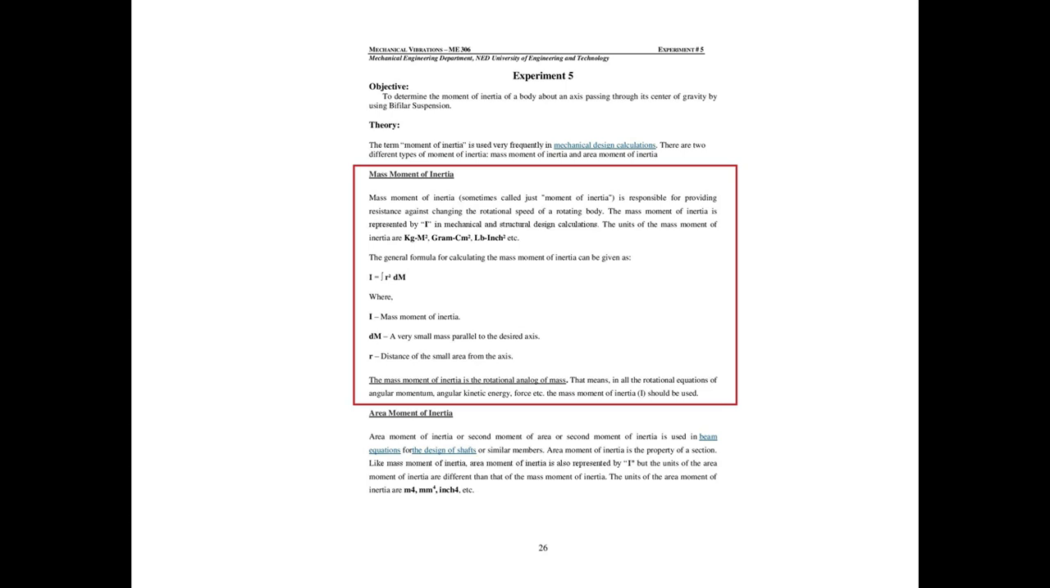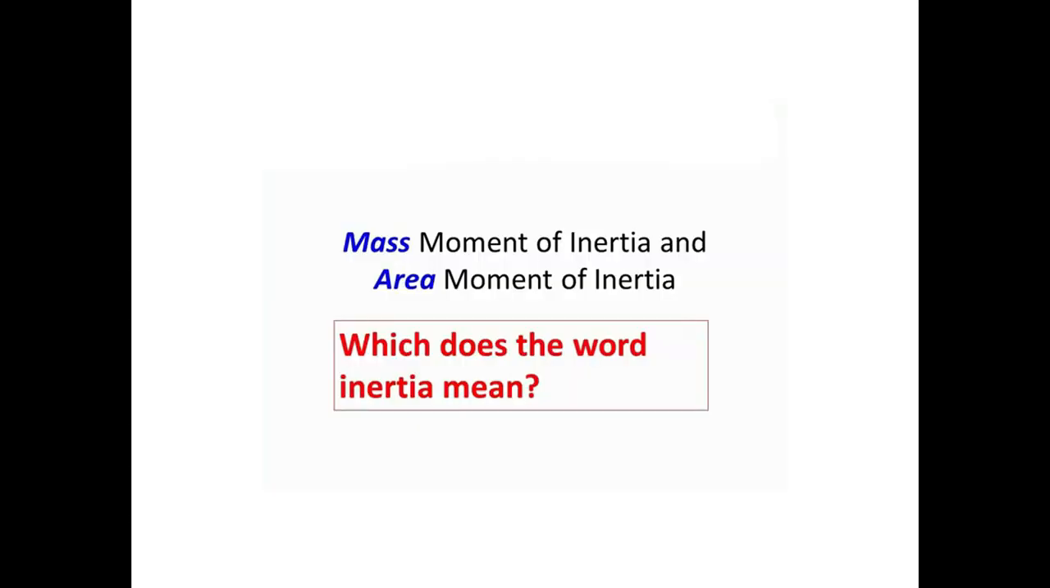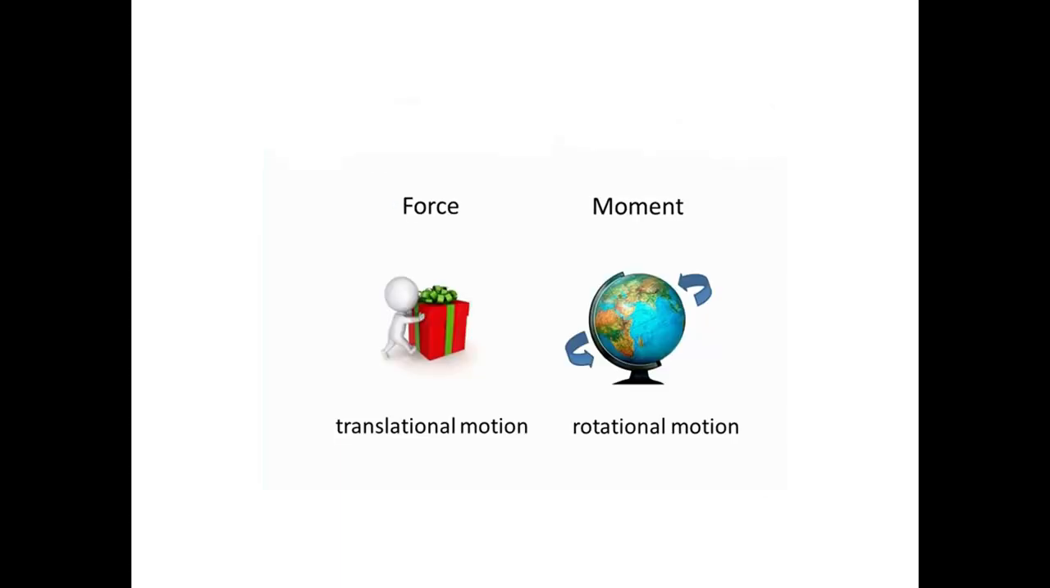But before that, I wanted to pause for a moment and think, what does the word inertia mean, and in what capacity do we already know about inertia? Think about it, what physical quantity comes to our mind? The answer is, inertia is the resistance of an object to change in its state of motion, and the physical quantity that you are already familiar with is mass. Then what causes motion? We know that force causes translational motion, while moment causes rotational motion.